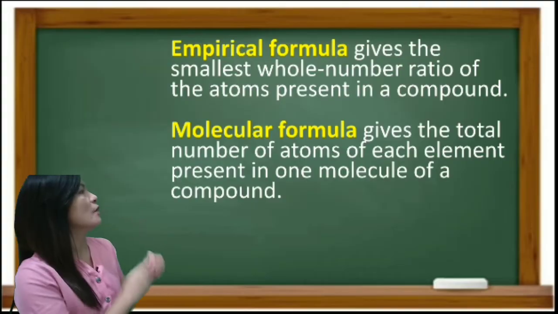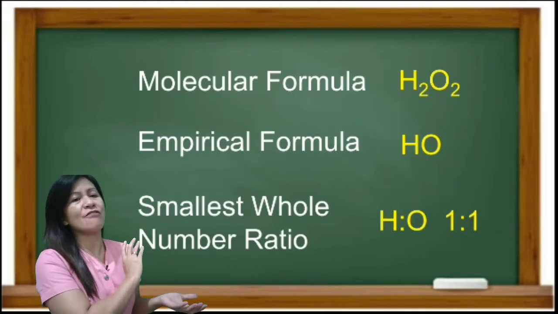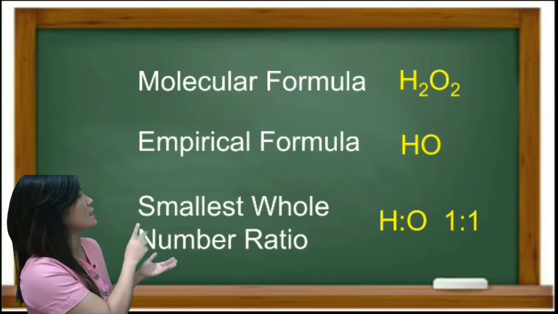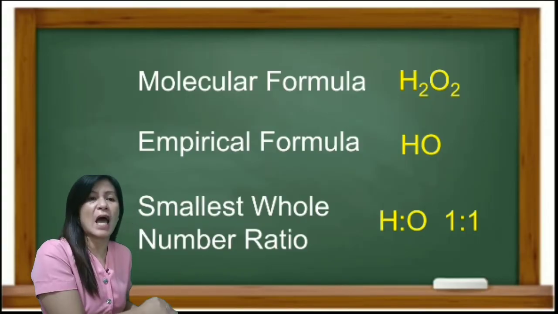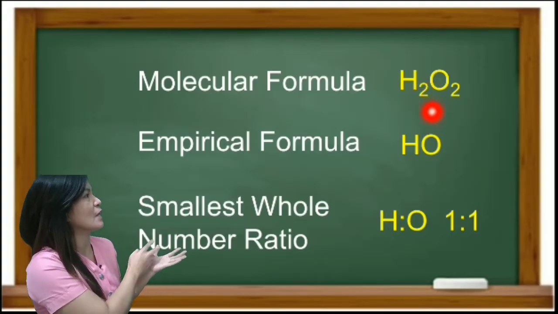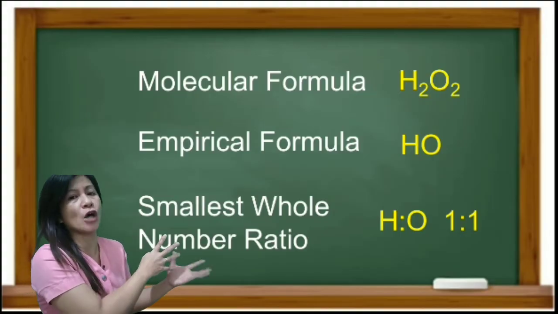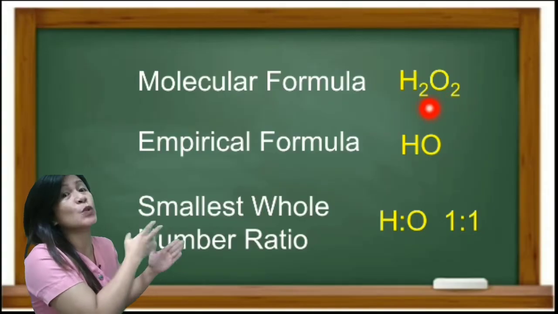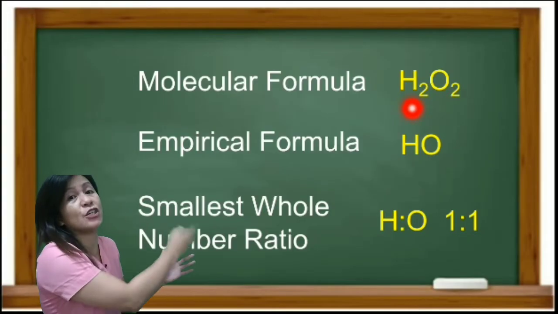So let's have a look at the examples here. So we have here one molecule which is H2O2, which is commonly known as hydrogen peroxide. So notice the molecular formula of hydrogen peroxide has 2 and 2. So the ratio of hydrogen to oxygen is 2:2. So that will be the actual number of atoms of hydrogen and oxygen present in one molecule of hydrogen peroxide.